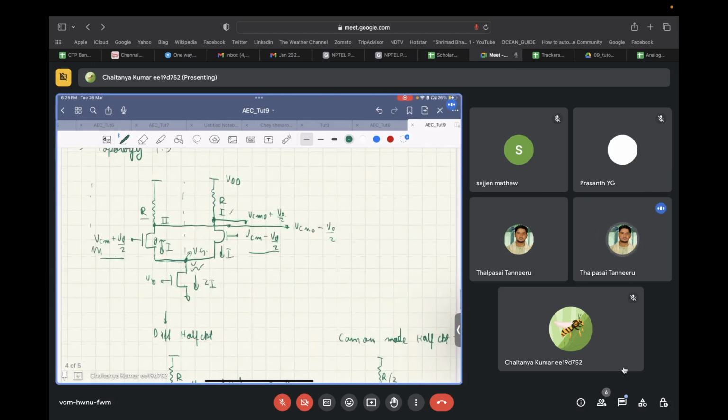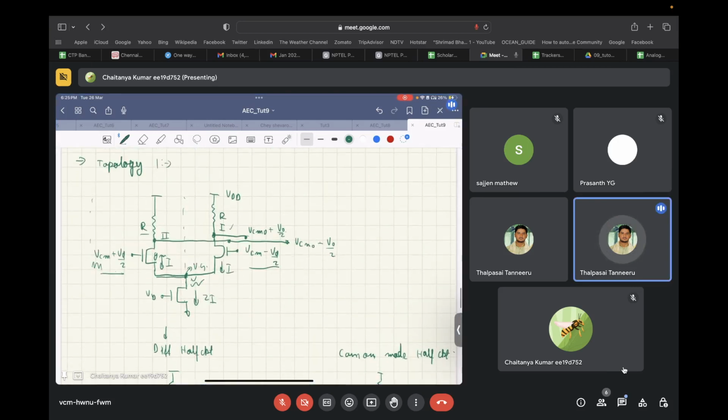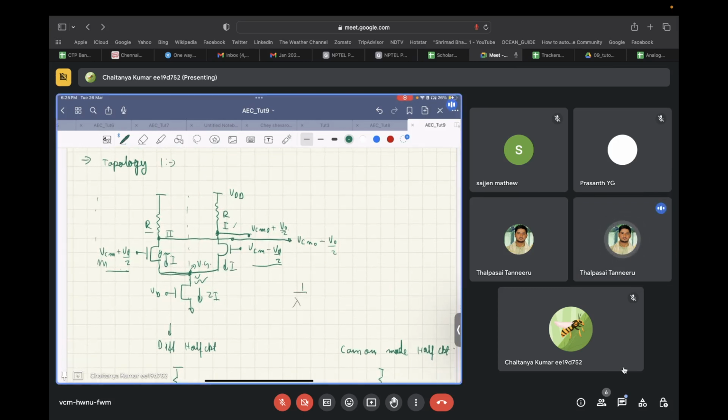Is R naught equal to 1 by lambda times ID, right? Yes, 1 by lambda times ID, so you have to reduce ID. But the problem with reducing ID is that ID is fixed by whatever GM you need over here. So that you can't change.